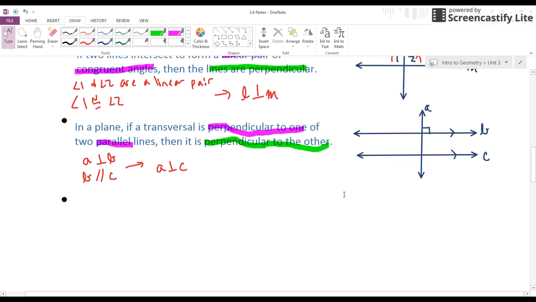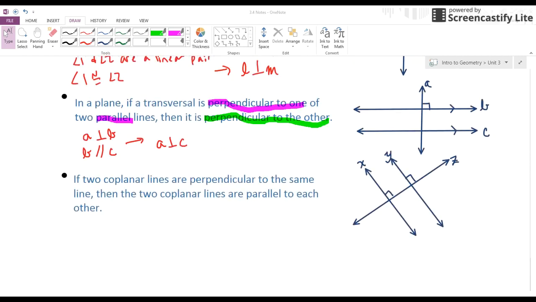Okay, one more, and we'll do one example. So theorem number 3 today. This third theorem is pretty much the converse of that second one. So now we're saying, well, if I don't know the two lines are parallel, but I know two coplanar lines are perpendicular to the same line, then I can say those coplanar lines are parallel to each other. And you'll see this just works because of the converse of the corresponding angles postulate. And that's a great way to prove this.